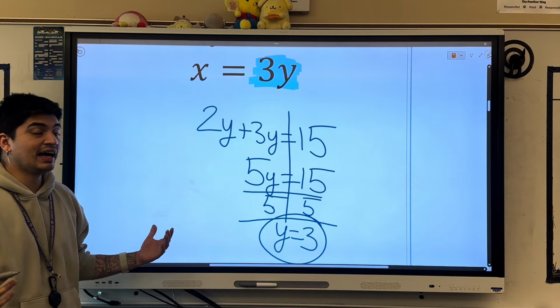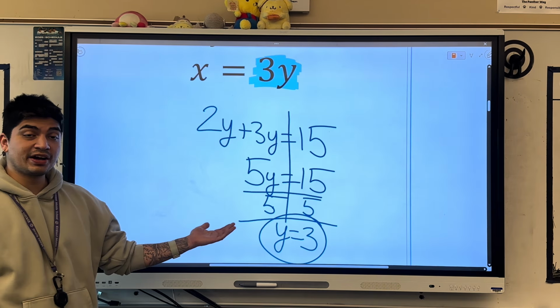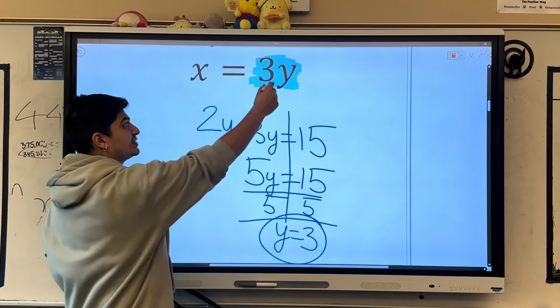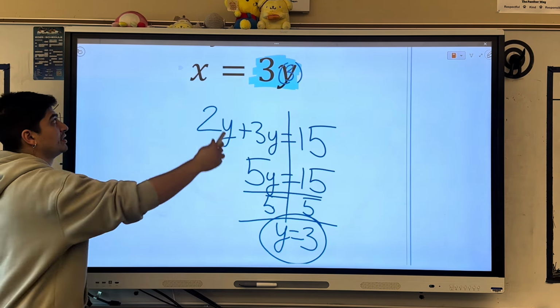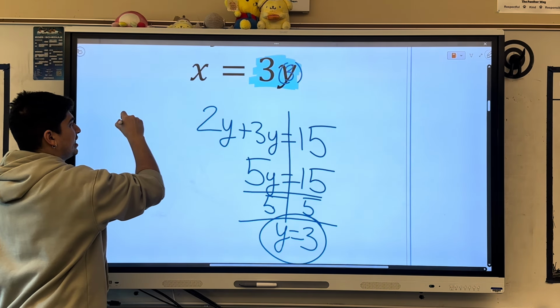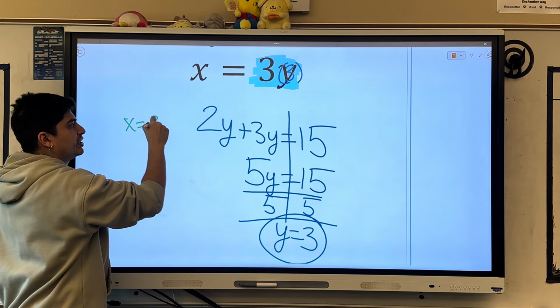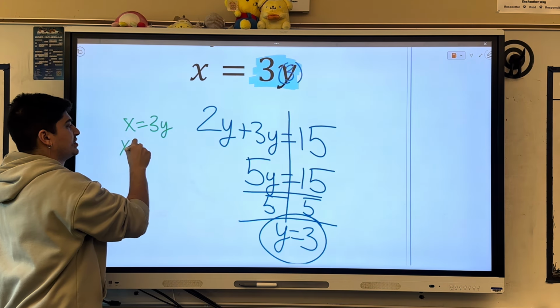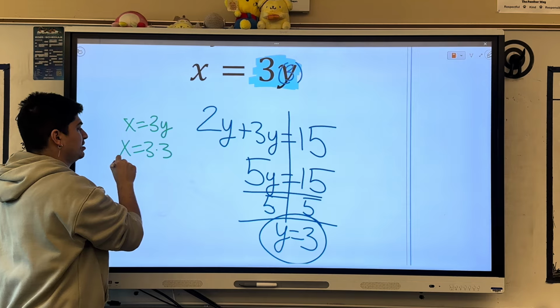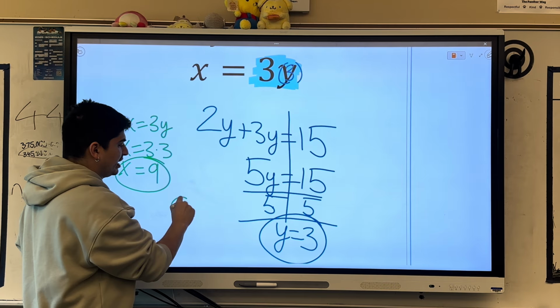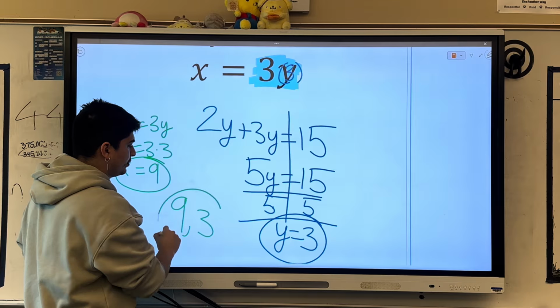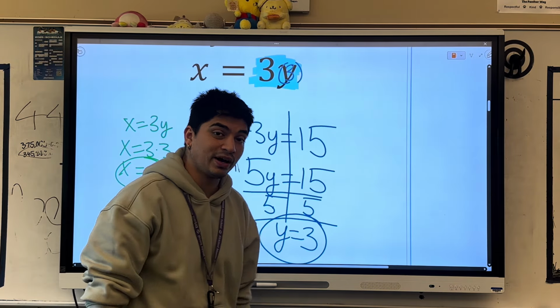So again, I know what my letter y is, or my variable y, it's 3. So that means this right here, the number 3. So let's solve for x. X is equal to 3y. That means x is equal to 3 times 3, which means x is 9. So my answer, 9, comma, 3. X comes first, then y.